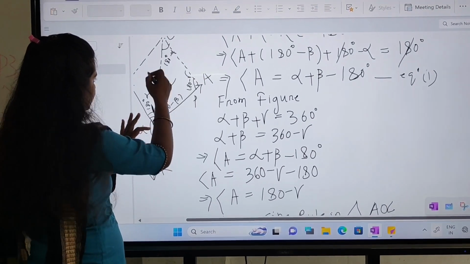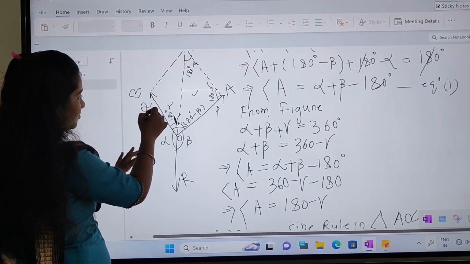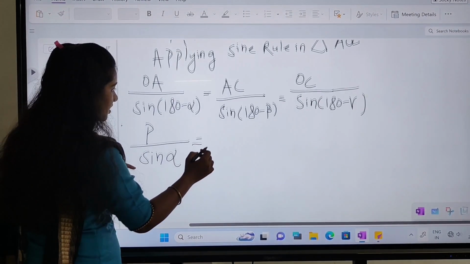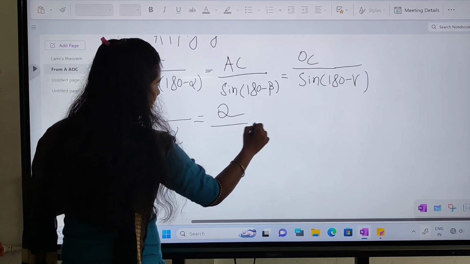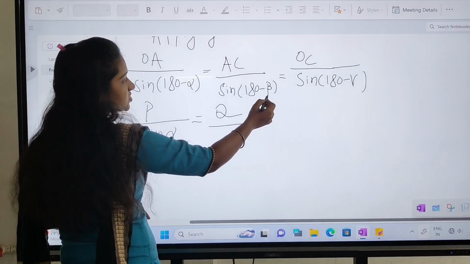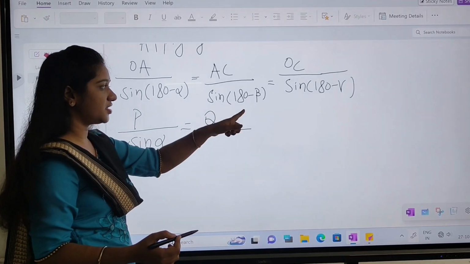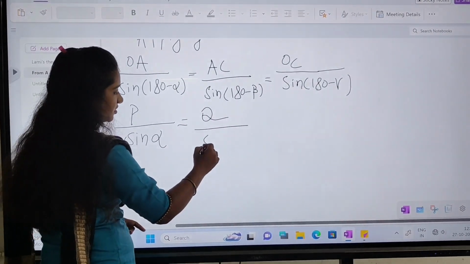AC is parallel to this side. This side we also name Q. Here AC is replaced by Q. So we write down here Q. And we know sine of 180 degrees minus theta is sine theta. So here we also write down sine 180 degrees minus beta is sine beta.